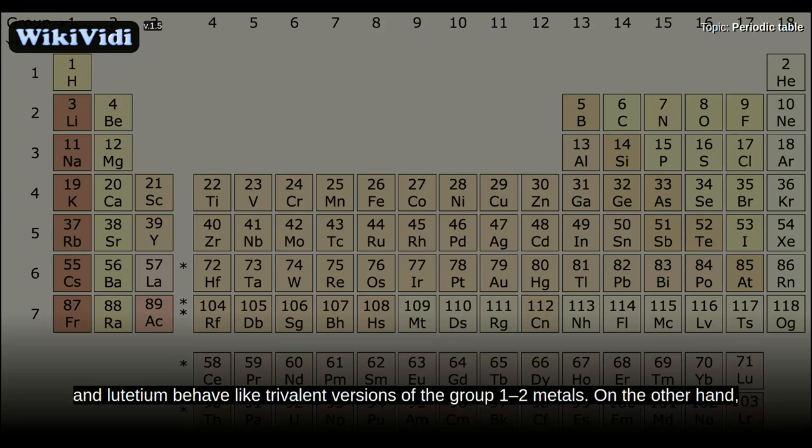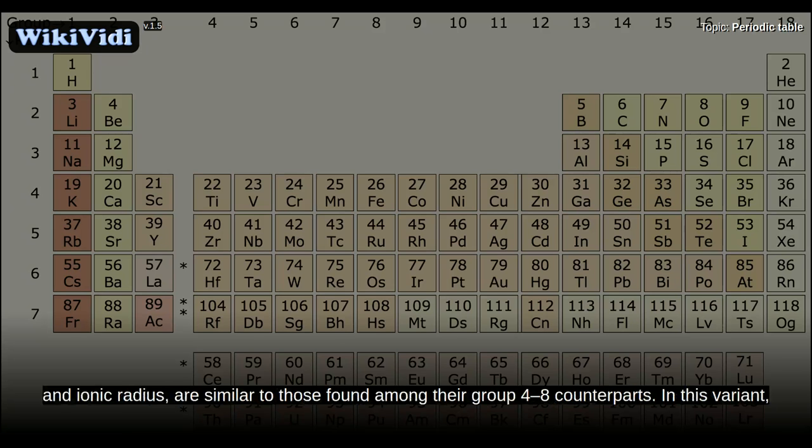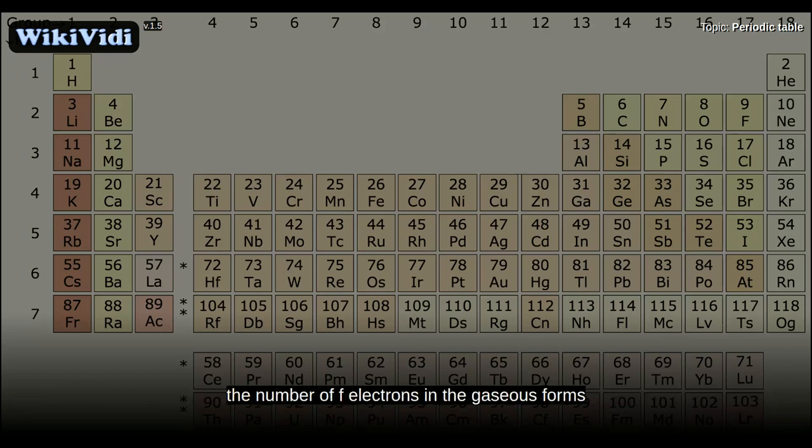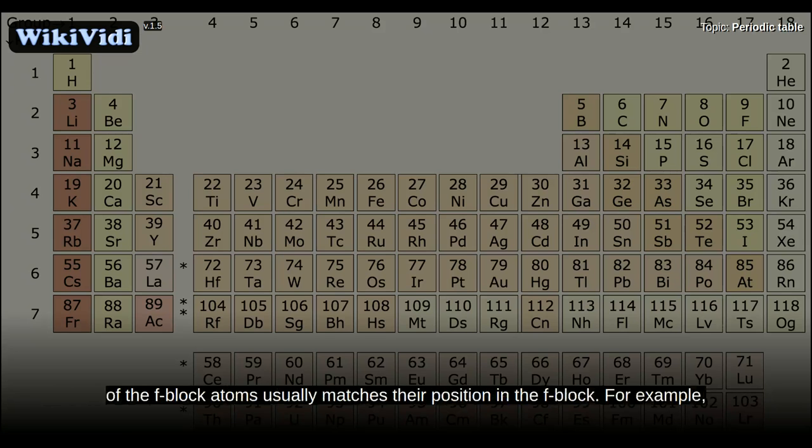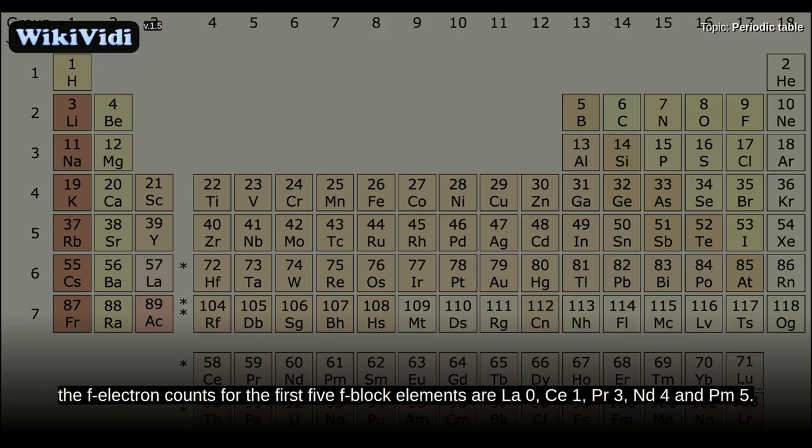On the other hand, trends going down the group for properties such as melting point, electronegativity, and ionic radius are similar to those found among their group 4 to 8 counterparts. In this variant, the number of f electrons in the gaseous forms of the f block atoms usually matches their position in the f block. For example, the f electron counts for the first 5 f block elements are La0, Ce1, Pr3, Nd4 and Pm5.